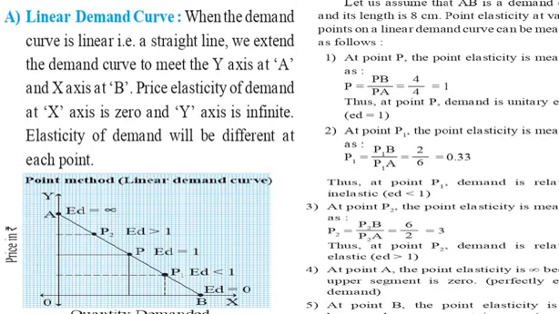Let us assume that AB is the demand curve and its length is 8 centimeter. That is, the length of this AB is 8 centimeter, which means each division is 2 centimeter. 2 plus 2 plus 2 plus 2, 2, 4, 6 and 8.